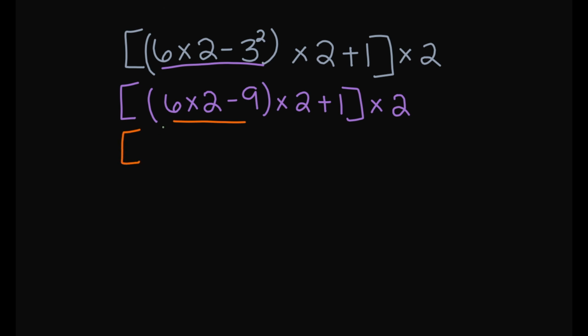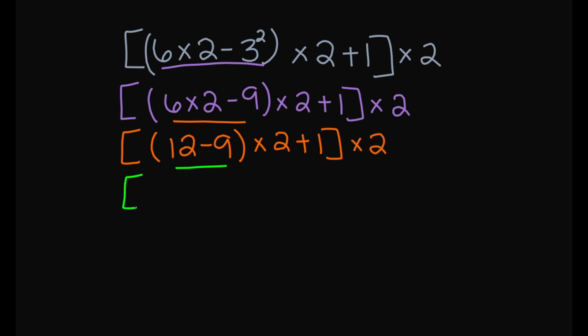Now let's continue working in here. So we have 6 times 2 minus 9. So inside my parentheses, 6 times 2 is going to equal 12, minus 9, inside the parentheses, times 2 plus 1, bracket, times 2 again. Now inside my parentheses again, we have 12 minus 9. This is going to equal 3. And then we have times 2 plus 1, and then times 2 again.